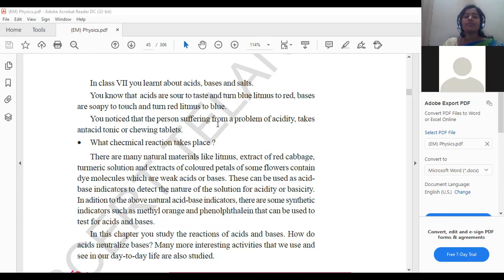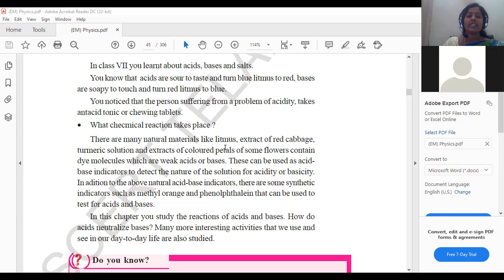Means if the litmus paper, what litmus paper? Blue litmus paper we are taking. If blue litmus turns red, that is an acidic substance. If red litmus turns blue, that is a basic substance. It is the basic preliminary identification of acids and bases that you already studied in class 7. Many natural materials like litmus are used to identify acid-base nature. The extract of red cabbage juice can also be used, and by the color change you can identify acidic, basic, and neutral substances.